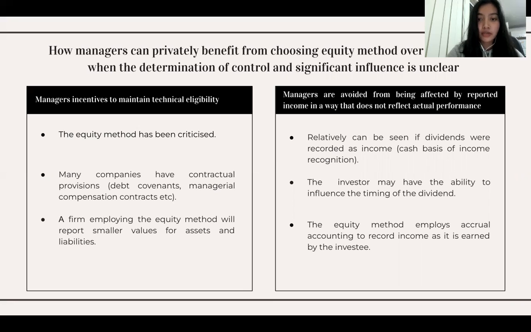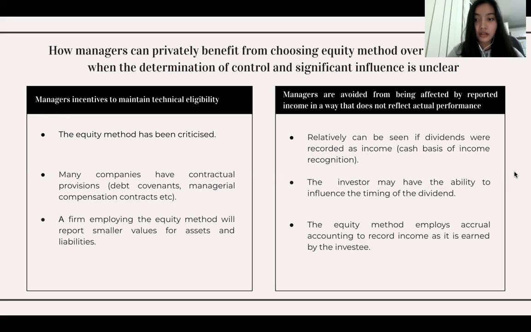Additionally, the second benefit is managers are avoided being affected by reported income in a way that does not reflect actual performance. This can be seen if dividends were recorded as income. The equity method is appropriate when an investor has the ability to exercise significant influence over the operating and financial decisions of an investee, because dividends represent financing decisions. The investor may have the ability to influence the timing of the dividend.